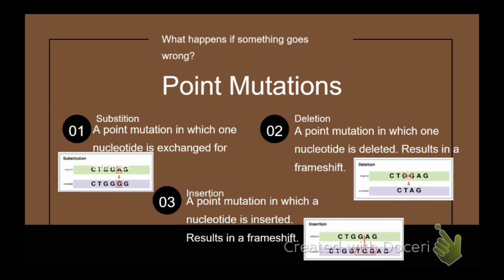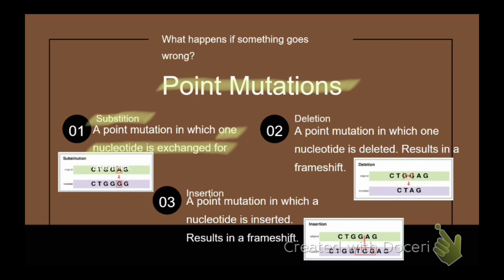Okay. So on the left-hand side, I want y'all, new color, new ink. On the left-hand side, write point mutations. Point mutations, this is your new subject. We're going to zoom in on these 3 types, okay? So left-hand side under questions, you're writing point mutations in a different color. Okay? The first one is called a substitution. This is where 1 nucleotide is exchanged for another.